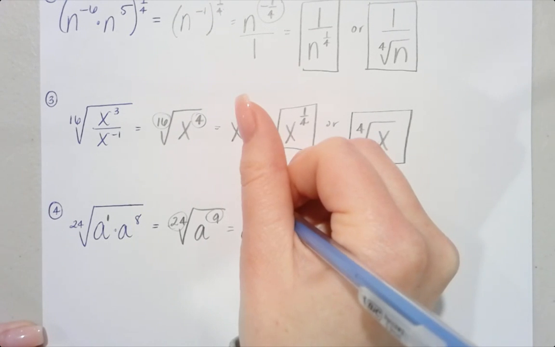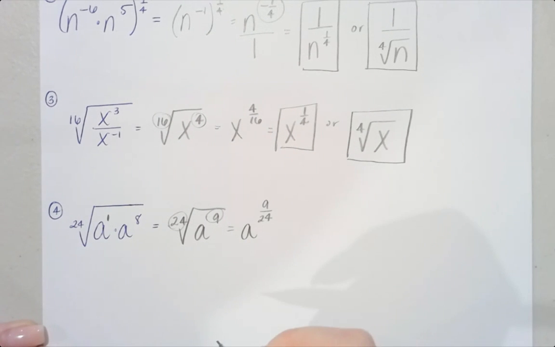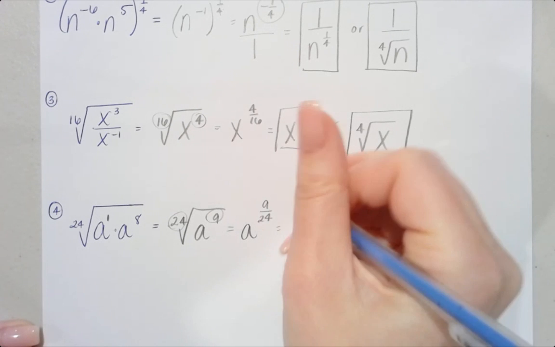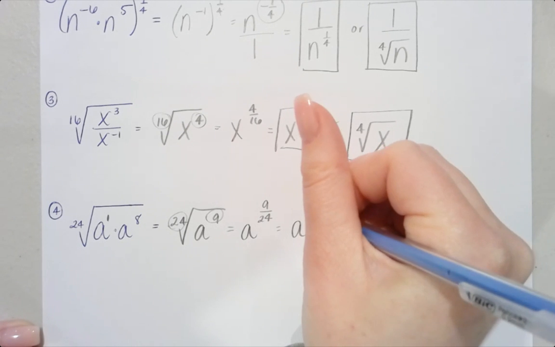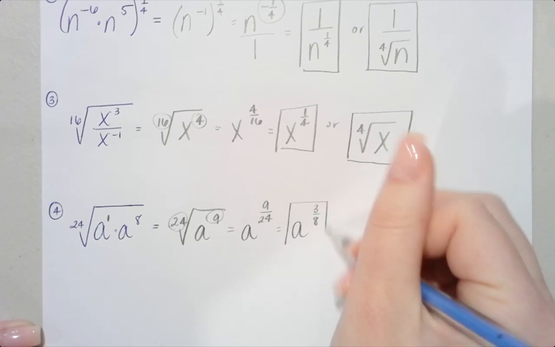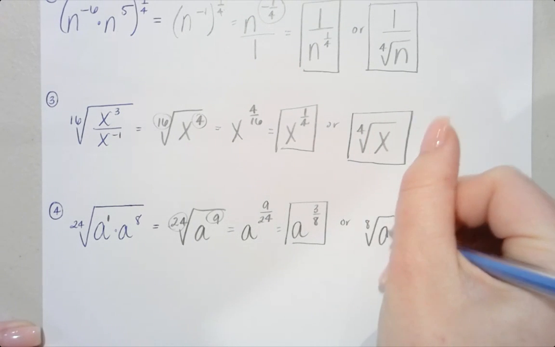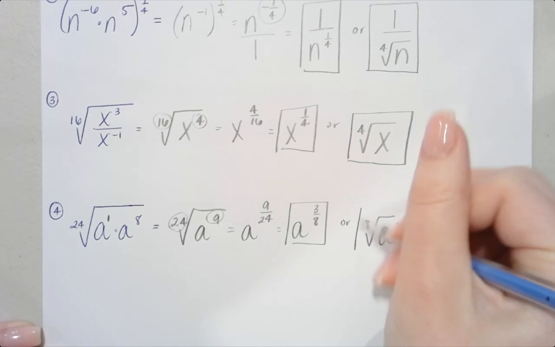So if we rewrite this in exponential form, it's going to be a to the 9 over 24. 9 over 24 can be reduced because 3 goes into both of these numbers. So we're going to end up getting a to the 3/8. Again, if you're working in Delta Math, you might be looking for the 8th root of a to the 3rd.